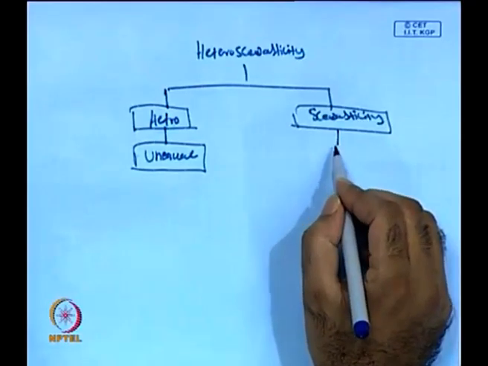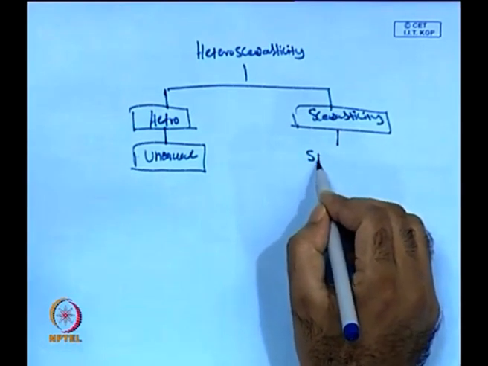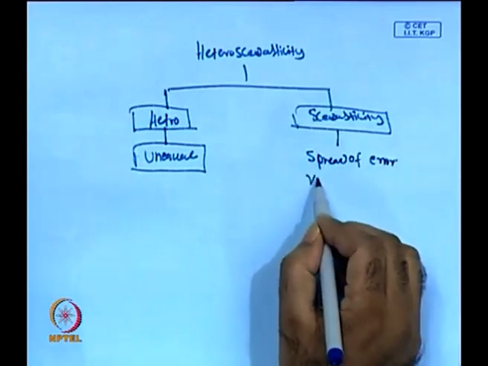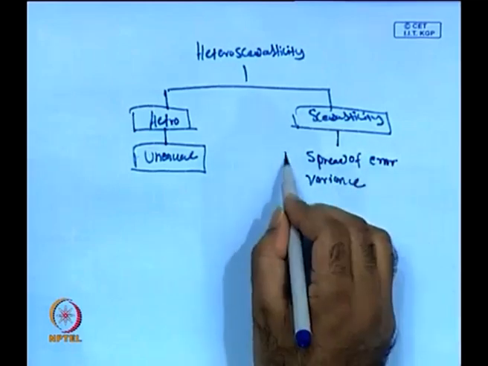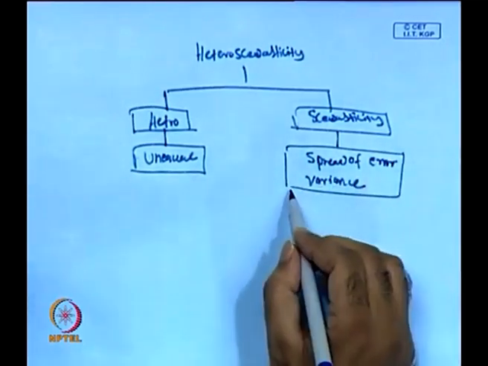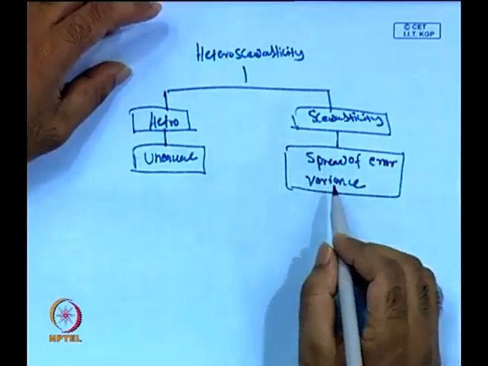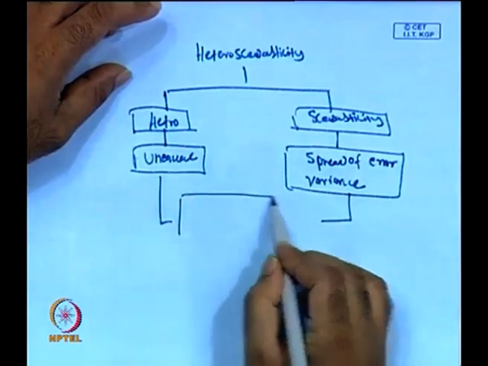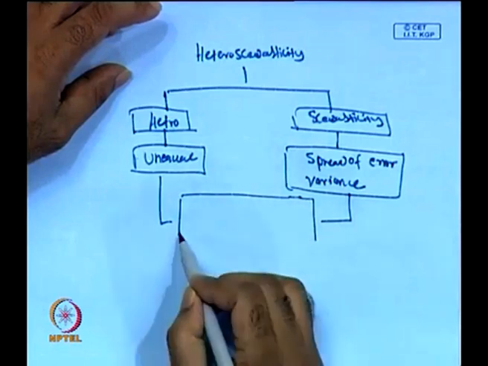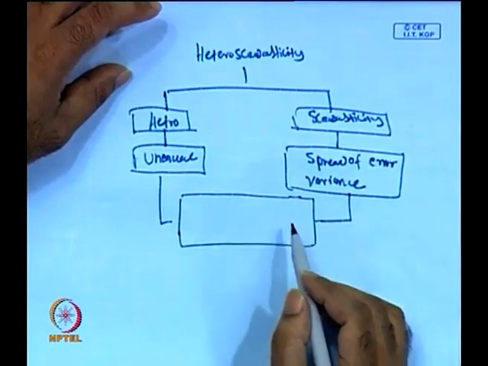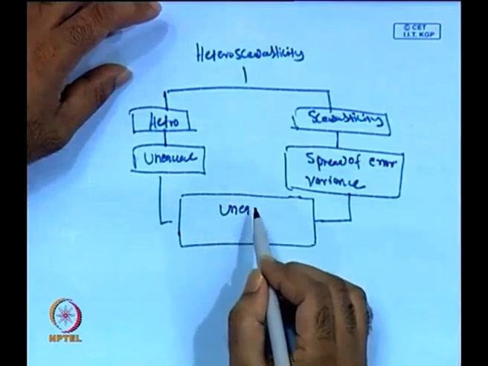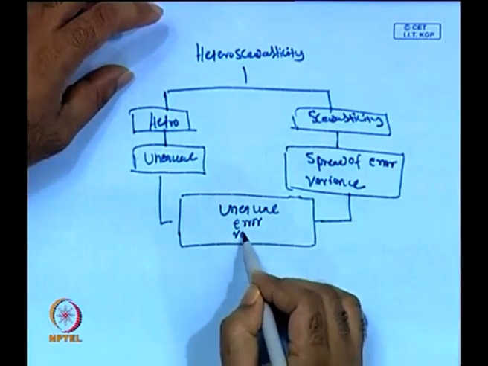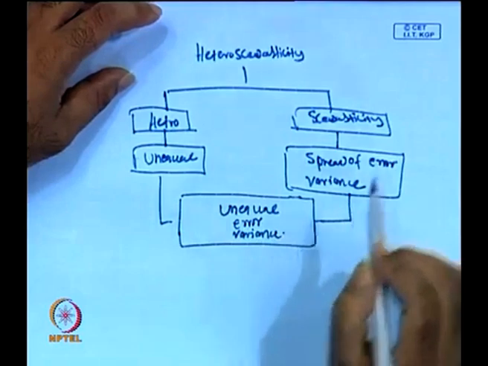So scedasticity means it is the spread of error variance. Okay. So heteroscedasticity has two aspects: hetero means unequal, and scedasticity means spread of error variance. So now if you integrate these two, then obviously it will give you the signal of unequal error variance.